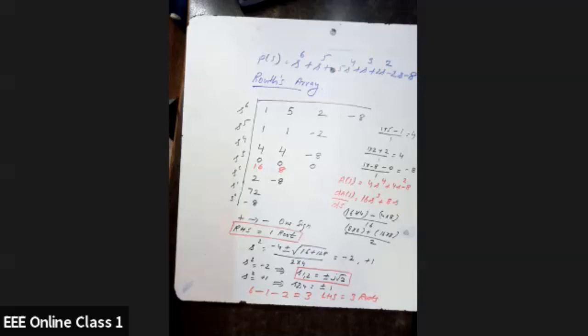So this we can write: LHS equal to, so 3 roots. This is 2 roots.